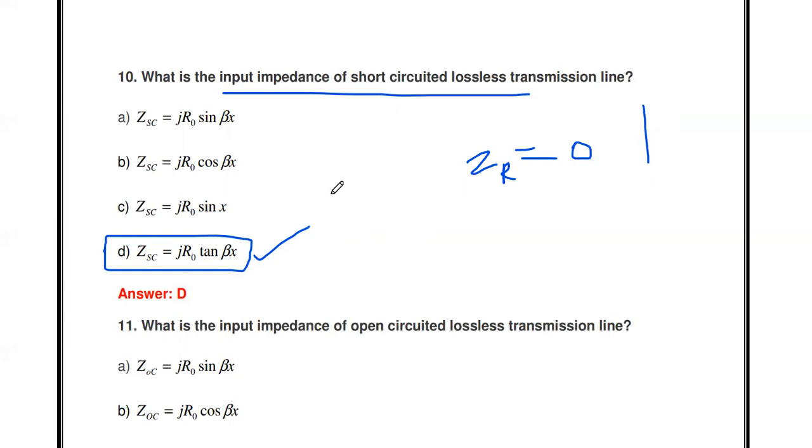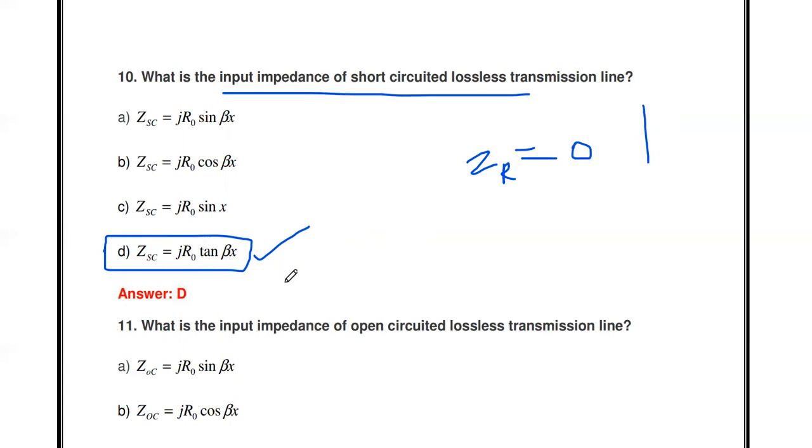Already in unit 1, we discussed the short circuited input impedance of an ordinary transmission line. Okay, so this is the formula for a short circuited lossless line. Lossless line means the transmission line has no loss. So this ZSC will come as j.